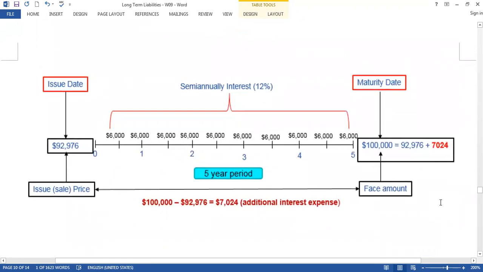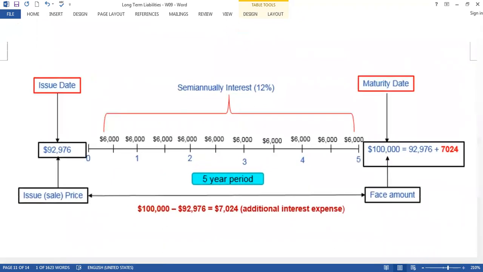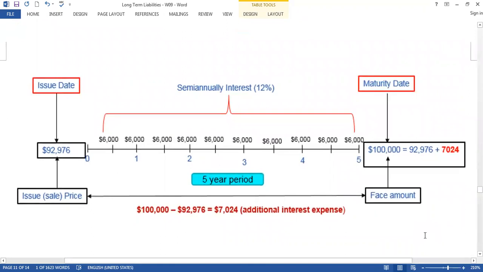So look at this diagram. Try to understand this diagram carefully. Today you receive $92,976, and 5 years later you have to pay $100,000. That means whatever money you received today, plus you are going to pay $7,024 additional money. Do you understand this? Today you receive $92,976. 5 years later, you are going to pay this money plus additional money, and it becomes $100,000. Whatever you receive today, you are going to pay more.